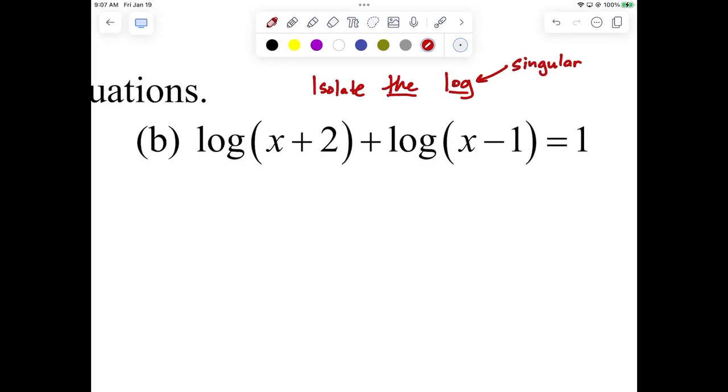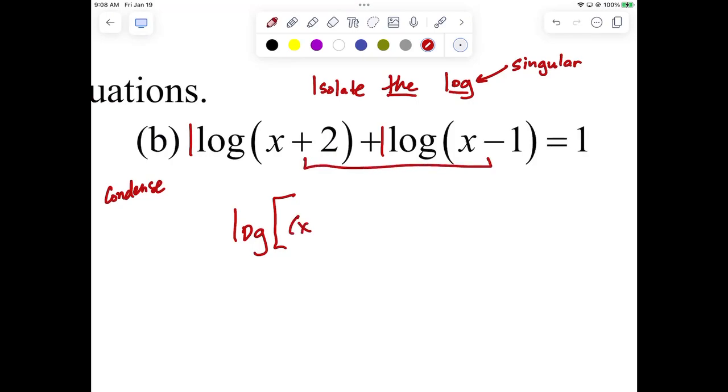So what do I need to do to turn 2 log base 10s into 1 log base 10 if they're added together? What was the property? Did we expand or condense? Condense, right? We need to condense. Now, they both have coefficients of 1, so we don't have to bring any coefficient up as an exponent. We just pull 1 log base 10 out front, and I'm going to put brackets. What do we do with the arguments since they're added? We multiply them, x plus 2, x minus 1. And that equals 1.